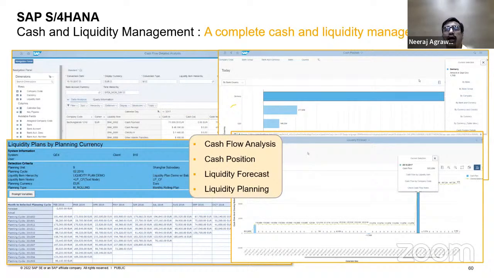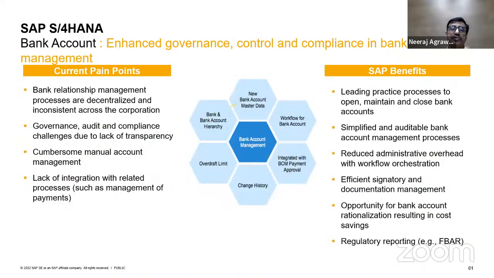What you are looking at is an SSC report, with the standard content available. This could show your cash flow analysis, cash positions, liquidity forecast, and liquidity planning information, from where you can see how things are currently going compared to your planned data.